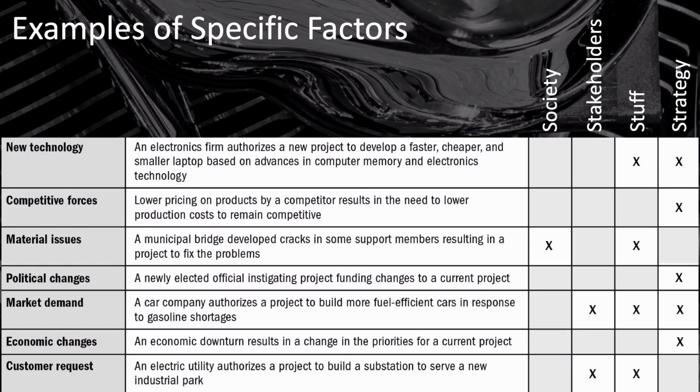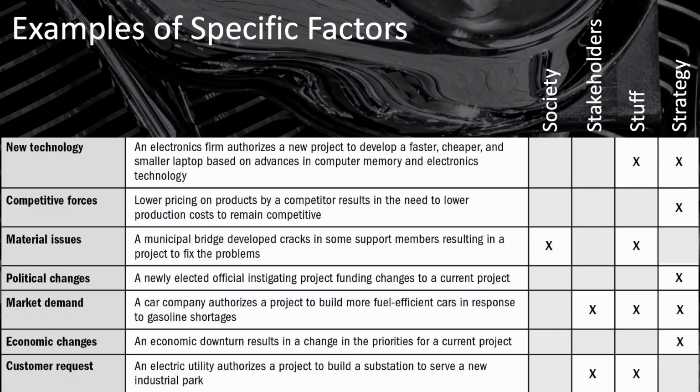Market demand that starts new products to produce new and improved products falls into at least 3 categories: stakeholders, stuff, and strategy. And even the 4th category, society, if the products are, say, more environmentally clean, such as more fuel-efficient cars.